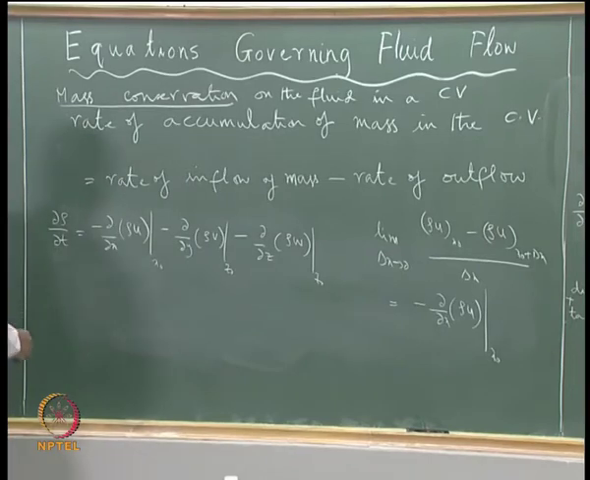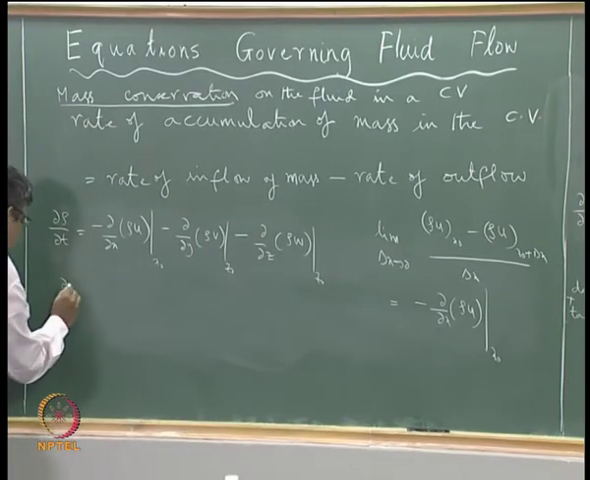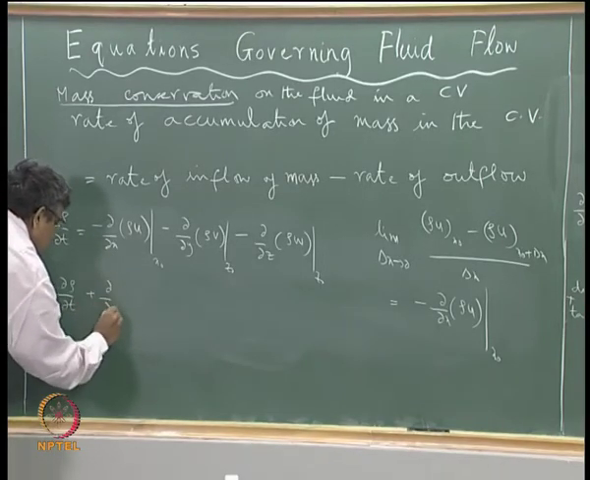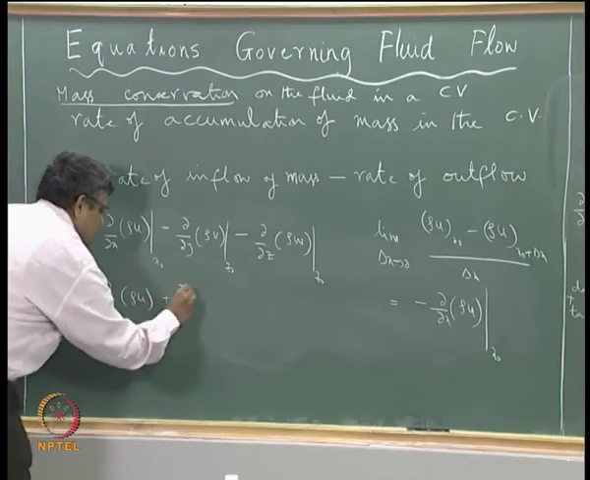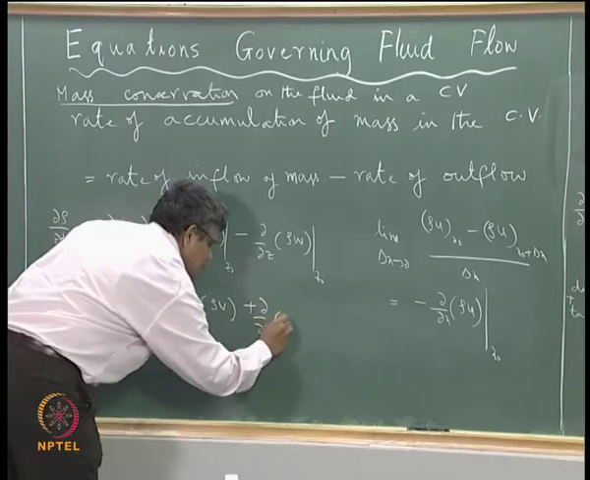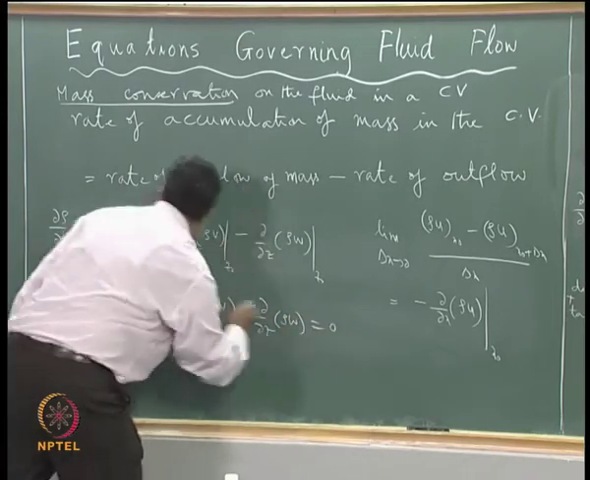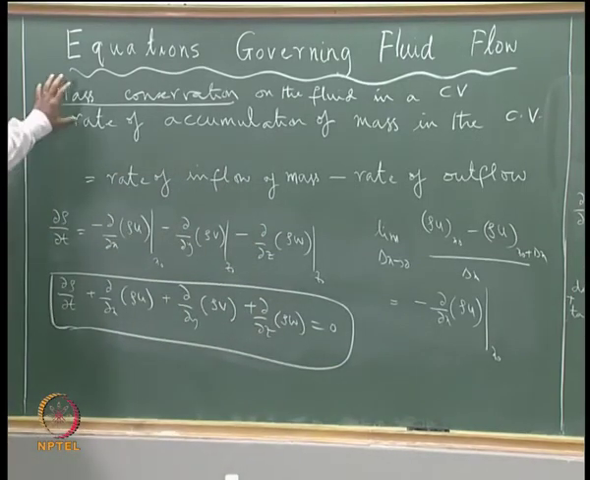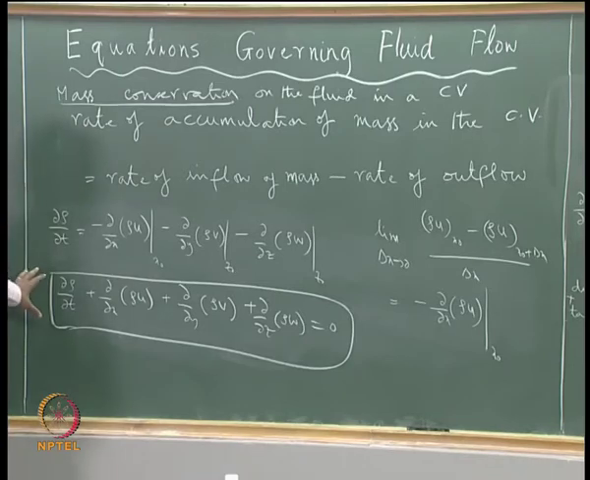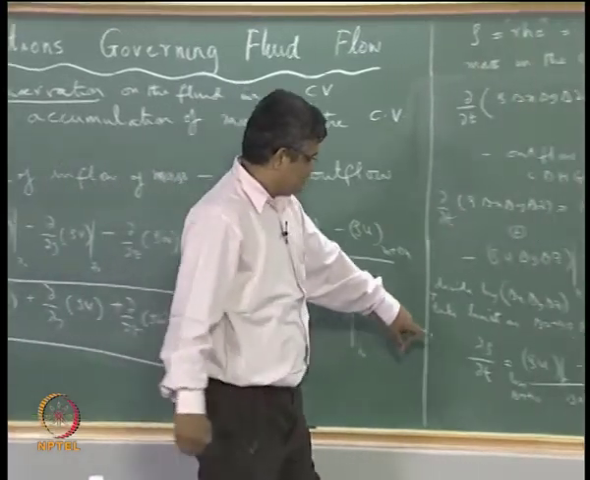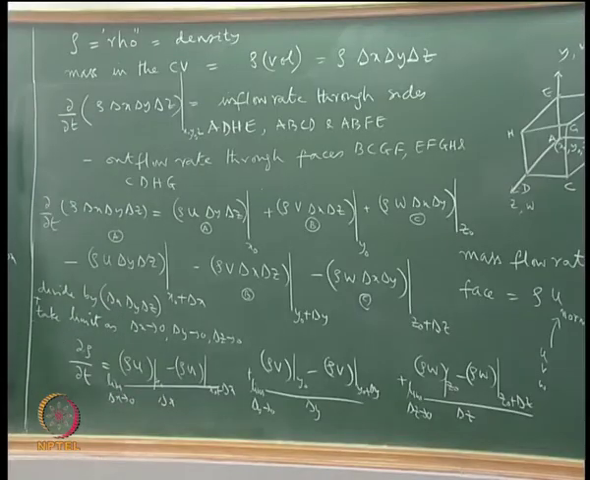Okay, so we can put this together and say that ∂ρ/∂t, which we can bring to the left hand side, plus ∂/∂x of ρu plus ∂/∂y of ρv plus ∂/∂z of ρw equal to 0, as being a mathematical statement of the mass conservation equation for a fluid, which is applicable in the limit as Δx, Δy, Δz tend to 0, which is as we approach a particular point.